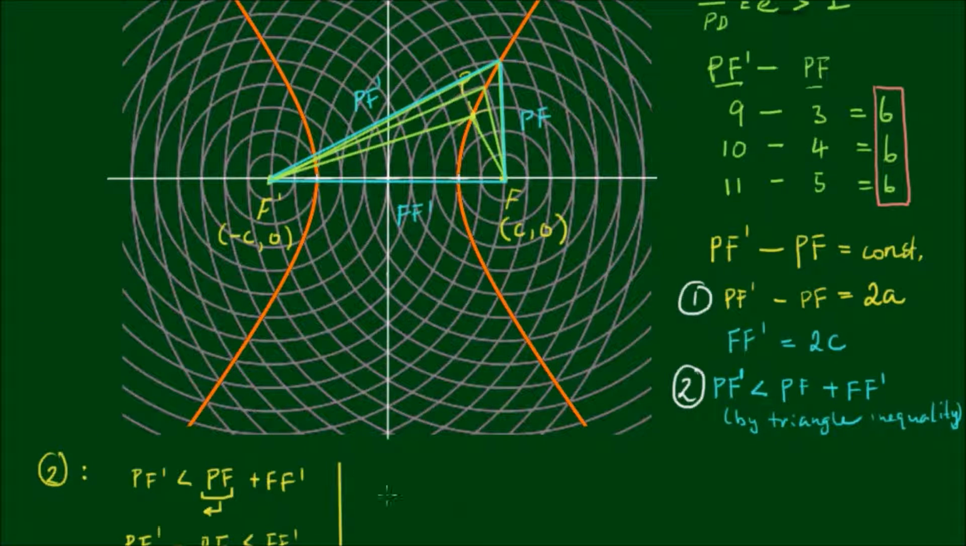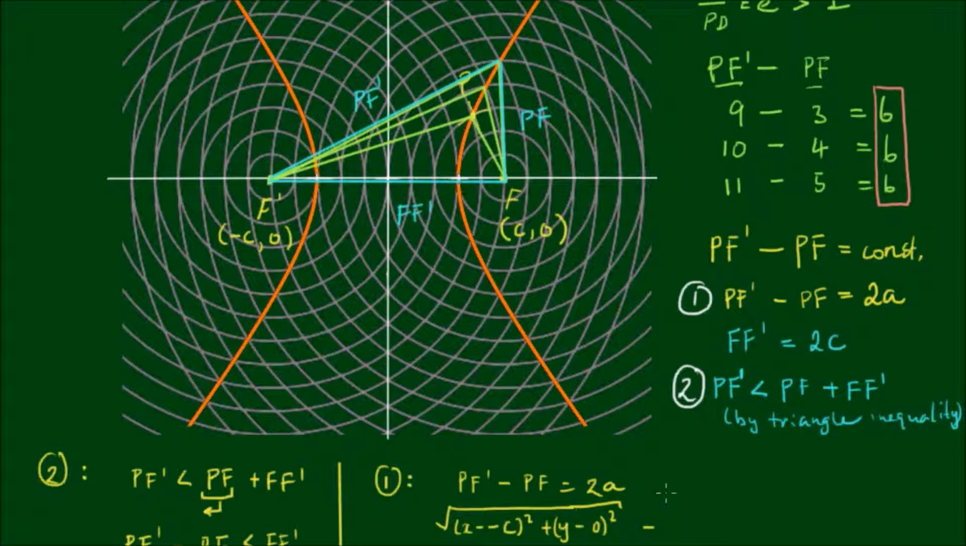Just scrolling up so we have a bit more clarity. The first property: PF prime minus PF is equal to 2a. The distance PF prime we can calculate using the distance formula, which is equal to the square root of x minus c all squared plus y minus 0 all squared, minus 0 because the y coordinate of the focus is equal to 0. So that's equal to the distance PF prime.